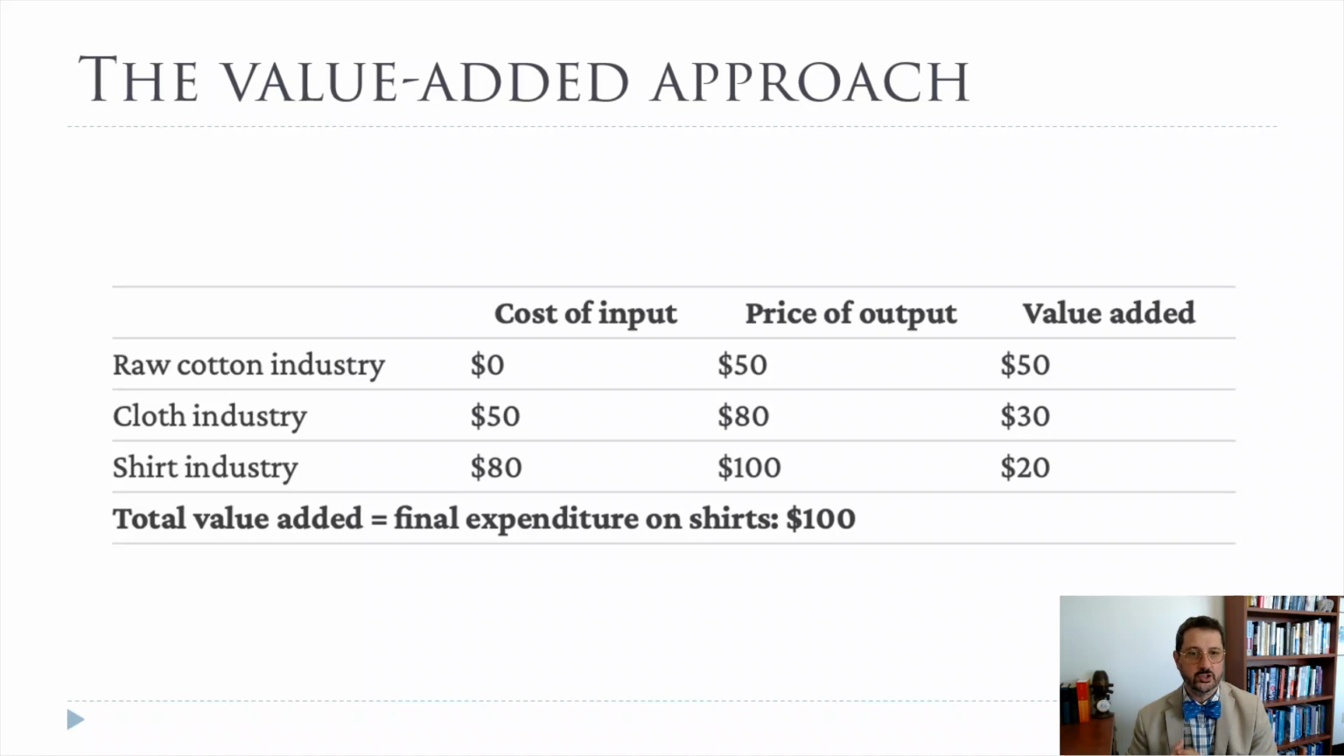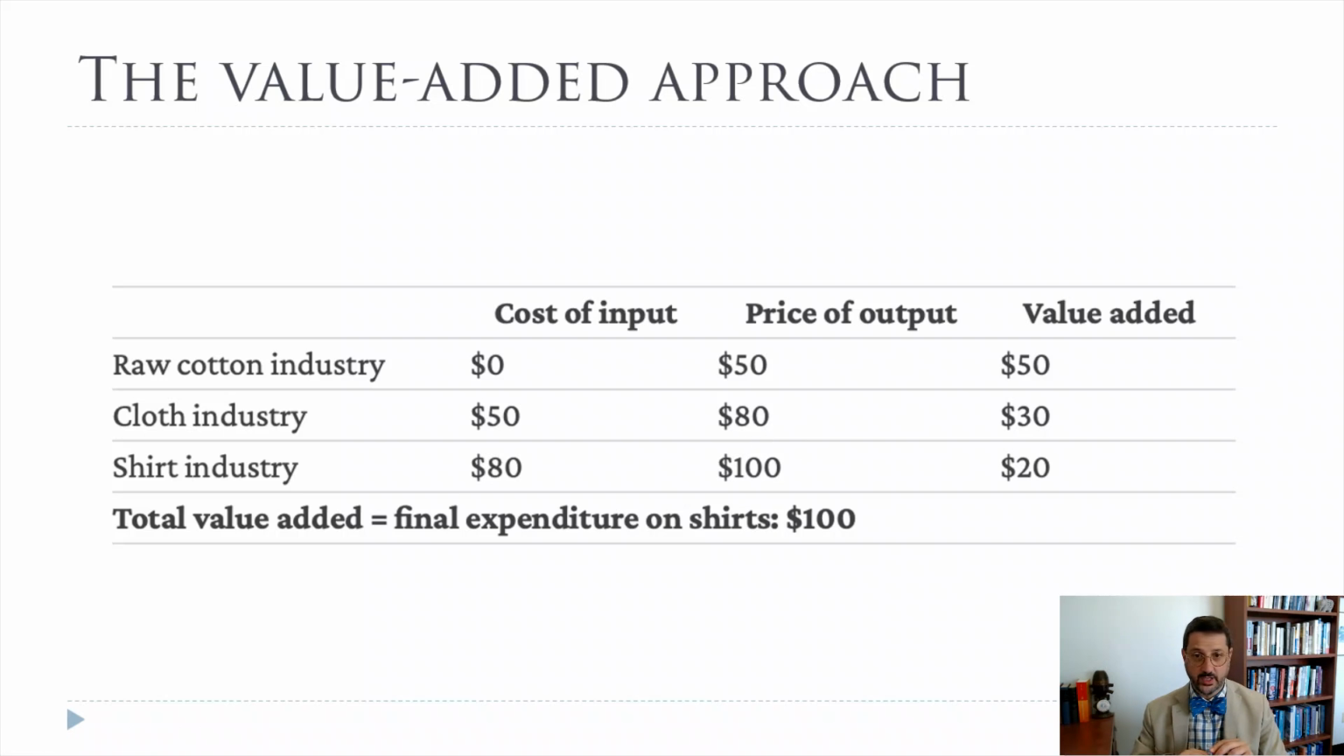So one is just to look at the final expenditure on shirts, $100. And that $100 includes the value from the cotton industry, from the cloth industry, and from the shirt industry. So we don't want to add up the 50 and the 80 and the 100 because then we're double counting, right? The 80 double counts the 50 and the 100 double counts both the 80 and the 50. And so we only count final expenditure goods and services.